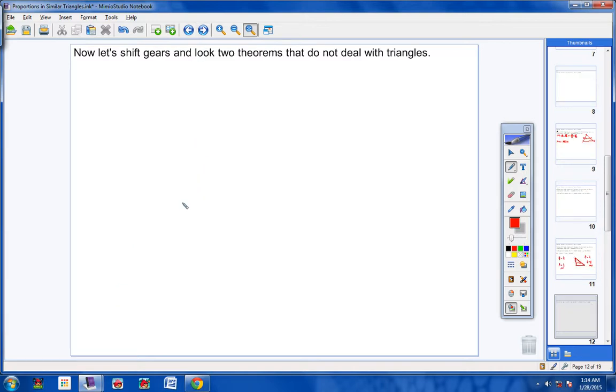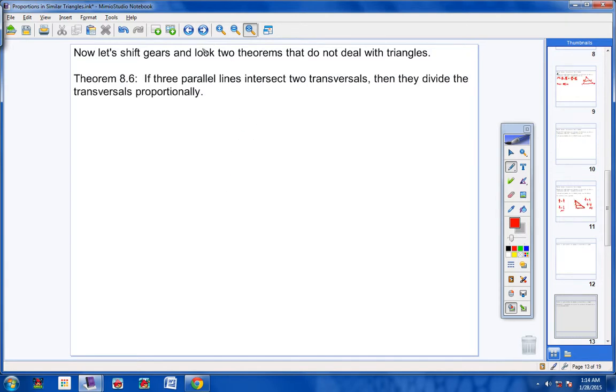Now, let's shift gears and let's look at two theorems that do not deal with triangles, okay? So here's the first theorem. Copy this down, you're responsible for it. Theorem 8.6. If 3 parallel lines intersect transversals, then they divide the transversals proportionally. Okay? If three parallel lines intersect two transversals, then they divide the transversals proportionally. I'll give you a couple more seconds to copy that down, then we're going to move on.